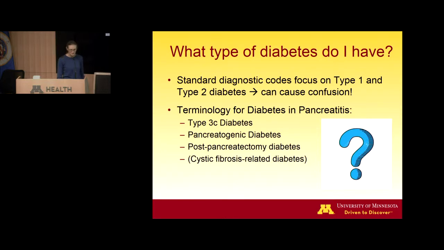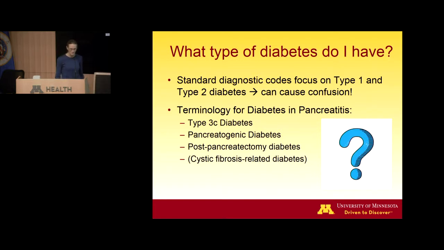So what type of diabetes do you have if you have chronic pancreatitis and diabetes? It's really confusing, because all of our diagnostic codes and our processes for getting insurance approval focus on type 1 or type 2, which are the most common forms of diabetes, certainly type 2 being the most common. There is different terminology used for diabetes and chronic pancreatitis. The GI community often refers to it as type 3C diabetes. That comes from a table that the American Diabetes Association put out, where there was type 1, type 2, and then a third category of diabetes, letter C in the third category, therefore type 3C. That might be falling out of favor again, I'm not sure.